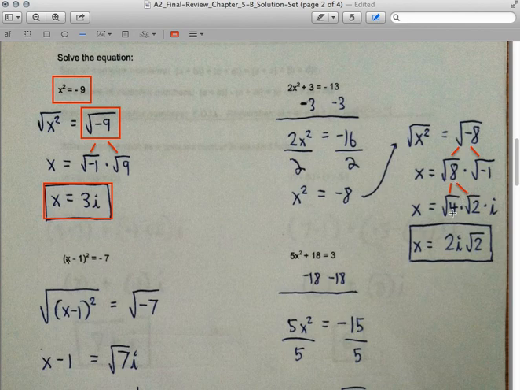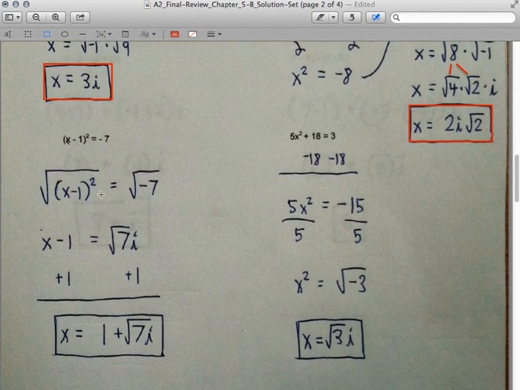Remember, when we are simplifying radicals, it is in simplest form if it does not have any perfect square factors. So we are looking at the square root of 8 and asking ourselves, does 8 have any perfect square factors? It does, 4. The square root of 4 becomes 2, and the square root of 2 stays the square root of 2. That's in simplest radical form. And so we have our solution as x equals 2 times the imaginary number i times the square root of 2.